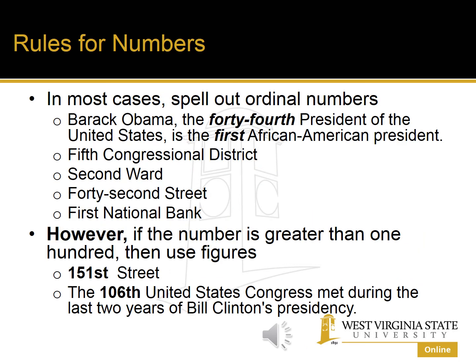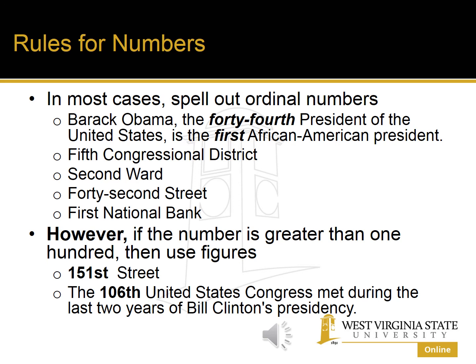One final point to make regarding rules for numbers is with the ordinal numbers. In most cases, we should spell out the ordinal numbers. For example, Barack Obama, the 44th President of the United States, is the first African American president. In this sentence, 44th and 1st are both spelled out. Or 5th Congressional District, or 2nd Ward, or 42nd Street, or First National Bank. These are all generally written out.